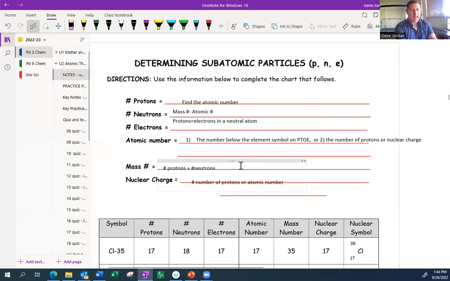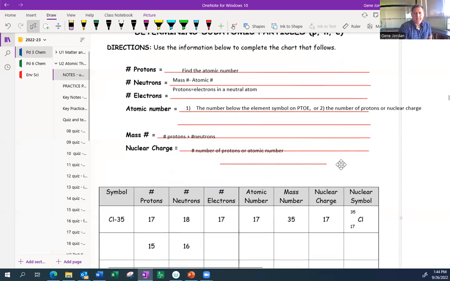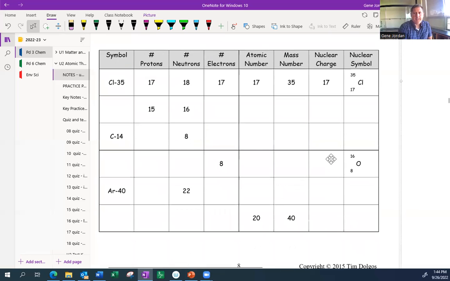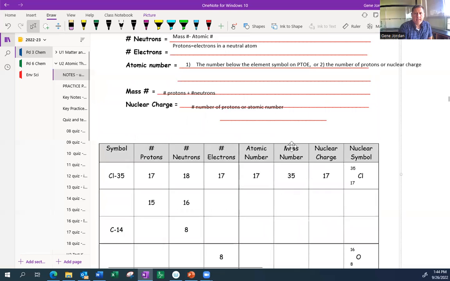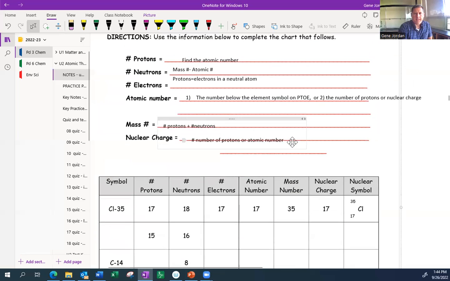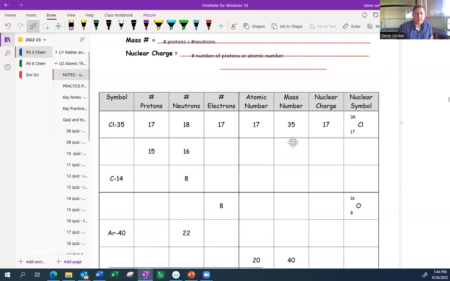All right. And that's it. Let's fill out this table based on these five, six principles. So I'll give you the first one.